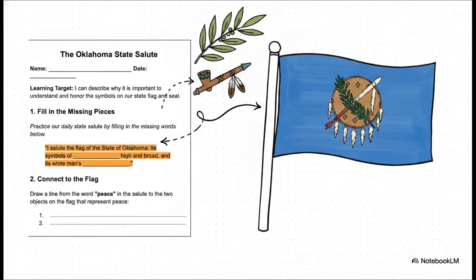Then on Day 4, the kids tackle the Oklahoma State Salute. Notice the cloze passage where they fill in the missing pieces, but the real genius here is the second part, connect to the flag. Students literally have to draw a line from the word peace in their daily school salute to the actual objects on the flag, the olive branch and the peace pipe that represent it. It seamlessly connects a daily rote routine directly to deep historical symbolism.